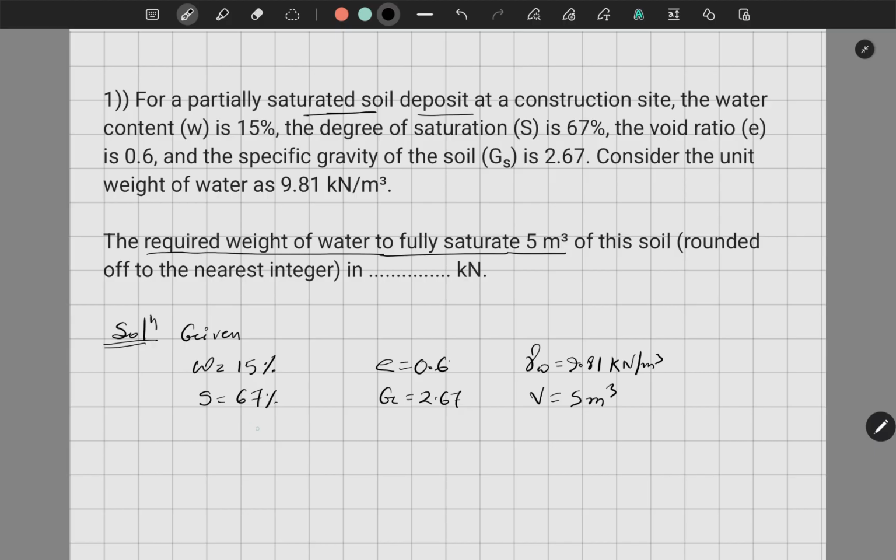Now the degree of saturation S is equal to 67%, and to fully saturate, as I have mentioned the words fully saturated. So fully saturated means what? S equal to 100%. So the question is the required weight of water in kilonewton.